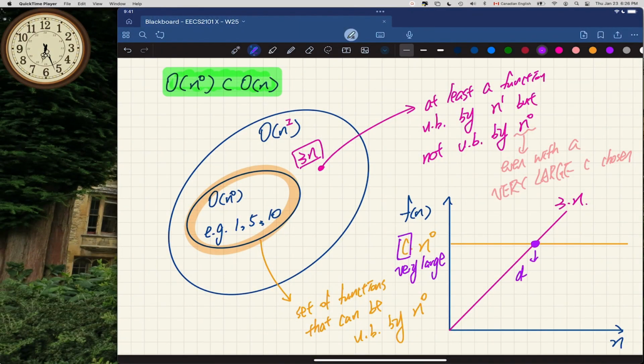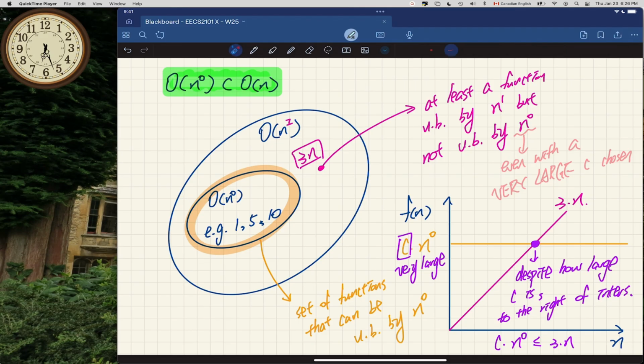So here you can say, despite how large c is, to the right of the intersection, you will have basically c times n to the power of 0 less than or equal to 3 times n, right? I'm basically saying this modified version of the g of n is actually less than or equal to this one here. So there's no upper bound effects, basically. If you check the formal definition, you will see. So this one here tells you no upper bound effects.